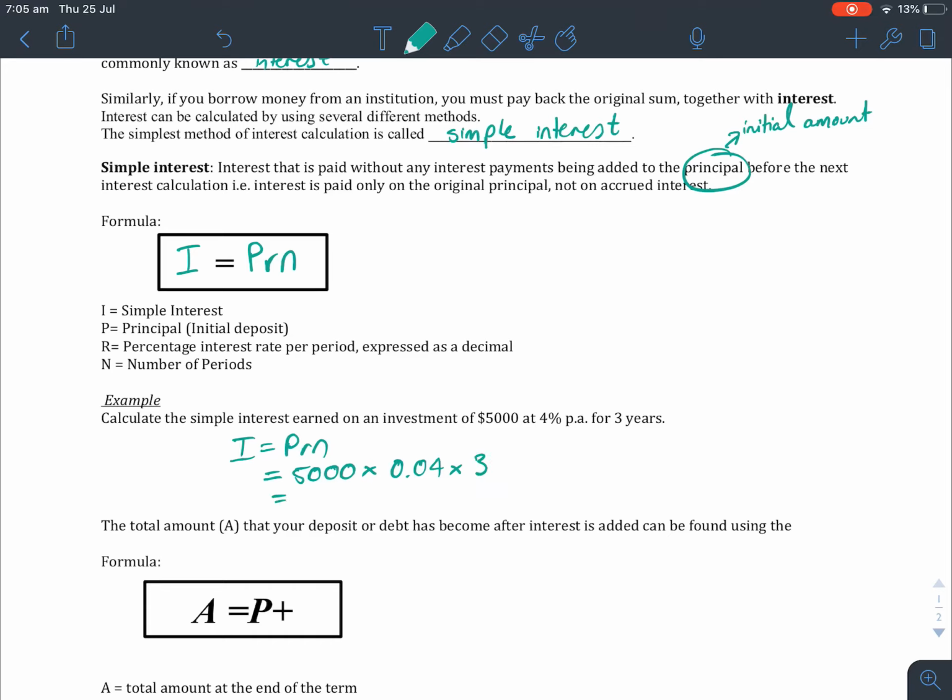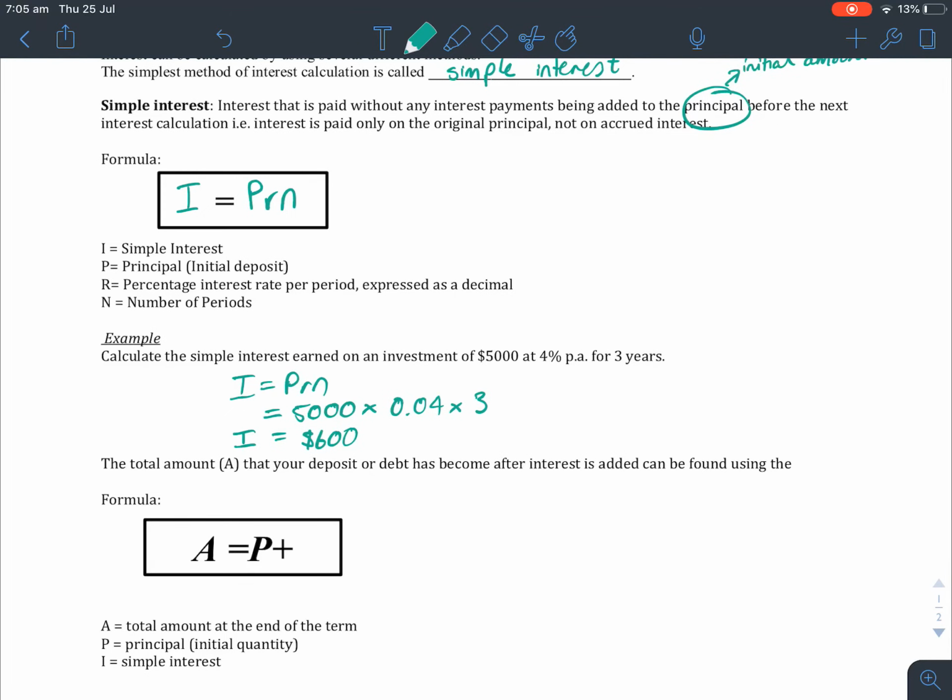So on your calculator, 5,000 times 0.04 times 3 is $600. So the interest that you have earned when you invest $5,000 on those terms is $600. That means that when you go to the bank and say, I would like my money back, you're not expecting just the $600, just the interest. You're wanting the initial amount that you put in plus any interest.